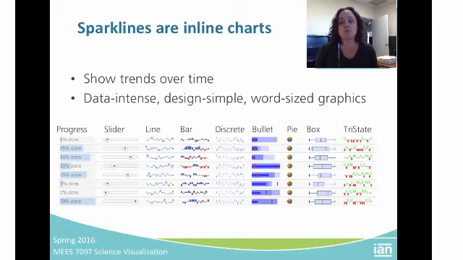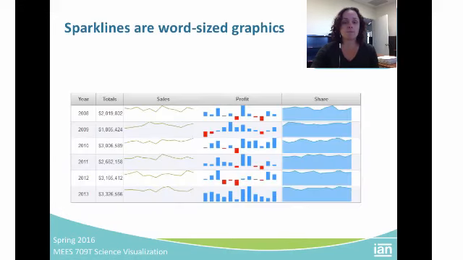And this is an example of some of the different kinds of Sparklines that you can use for different data. And here's an example of Sparklines used. They're often used in business contexts, like stock market prices over time. In this case, they're using a line chart to show sales over time, a bar chart for profit and loss, with the blue being profit, the red being loss, and then an area chart showing shares over time.